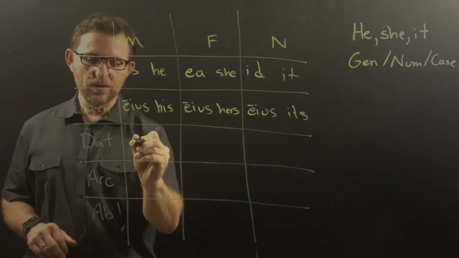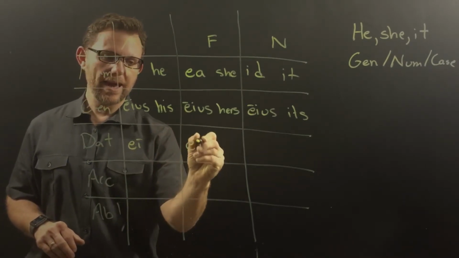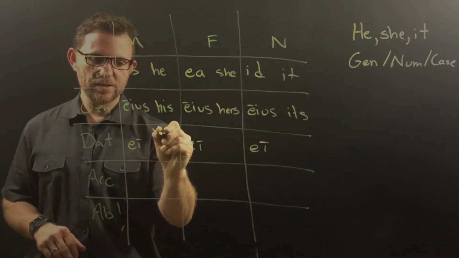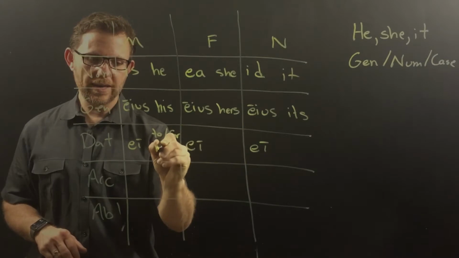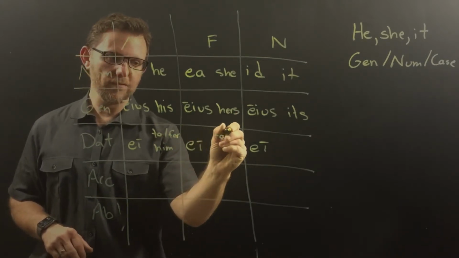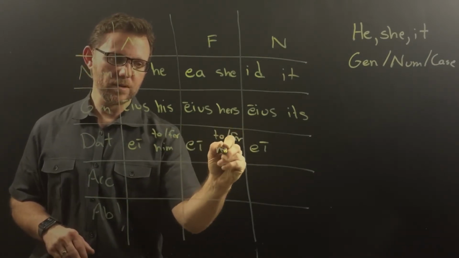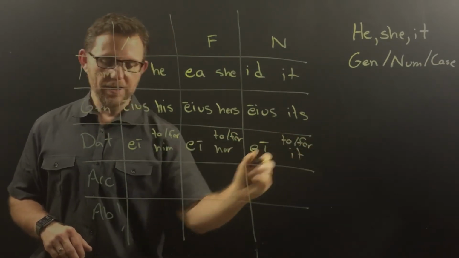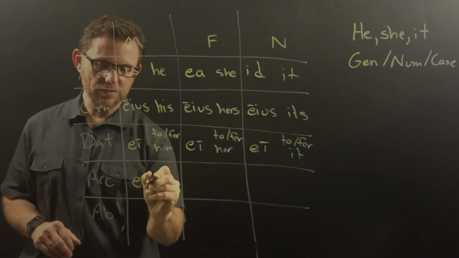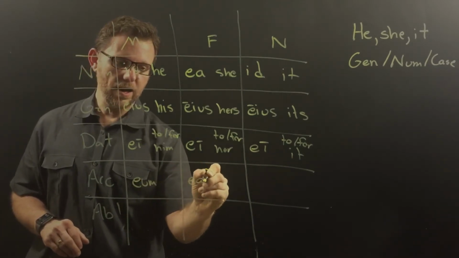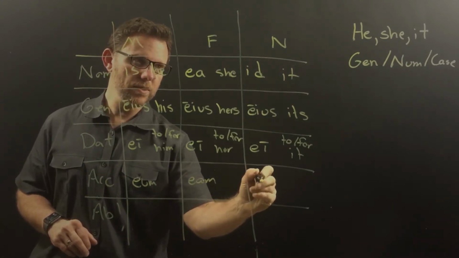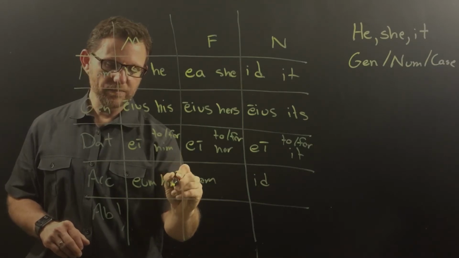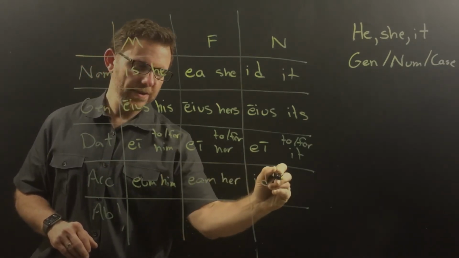And then the dative is also going to match: ei, ei, ei. And we're going to translate this as to or for him, to or for her, to or for it. The accusative forms are not too difficult to remember. Eum, eam, and then following the neuter rule, where the neuter and nominative match, we're going to have id. These correspond to him, her, and then it.